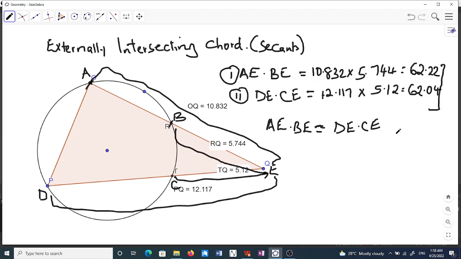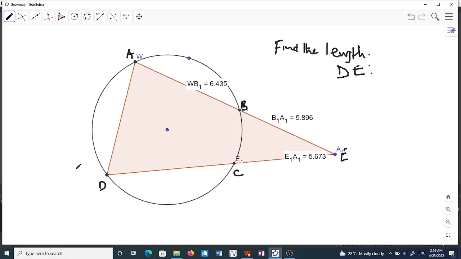So can we do together the following question? Now this is the question here. I want you to find the length DE. Now the first thing that you are supposed to do when answering this question is to write the relationship. What is the relationship? We know that AE multiplied by BE is equal to DE multiplied by CE. When you have that, you are sorted.